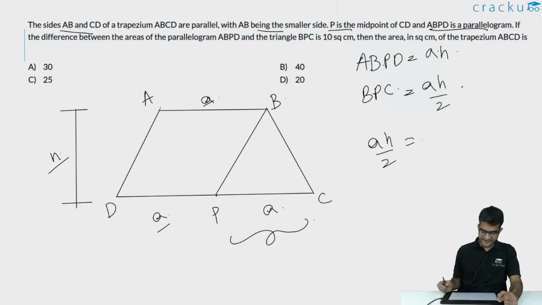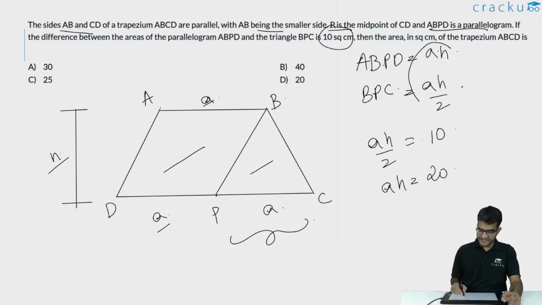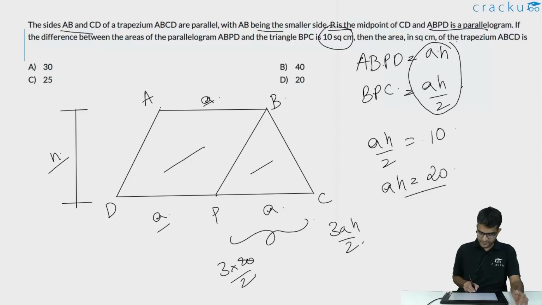But this difference is given to us. We are told that that is equal to 10 square centimeters. So the value of AH will be equal to 20 square centimeters. Now, what is the area of the trapezium? Area of the trapezium is the area of the parallelogram plus the area of the triangle, which is AH plus AH by 2, which is equal to 3AH by 2. If AH is equal to 20, what is the value of 3AH by 2? That will be 3 into 20 divided by 2, which is equal to 30 square centimeters. So the correct answer is option A.